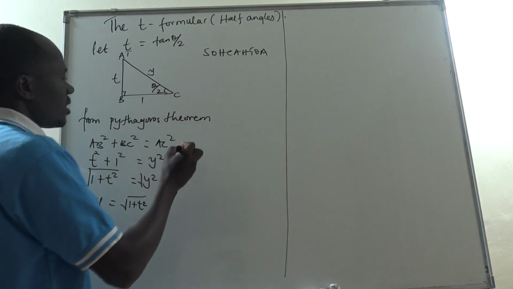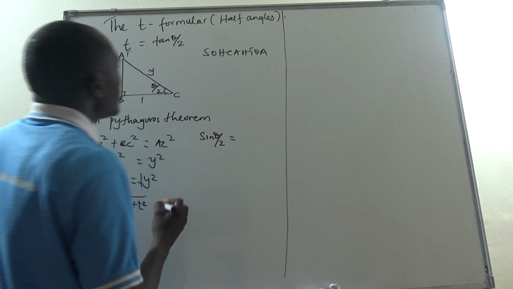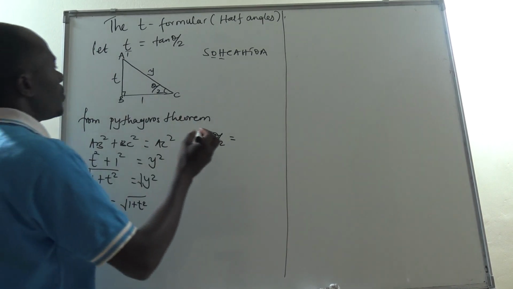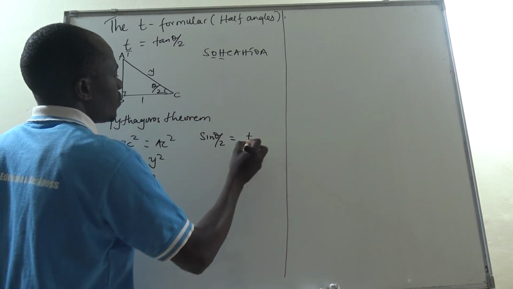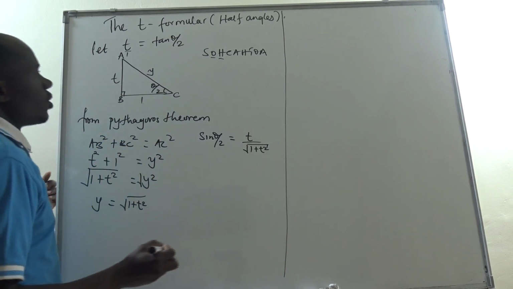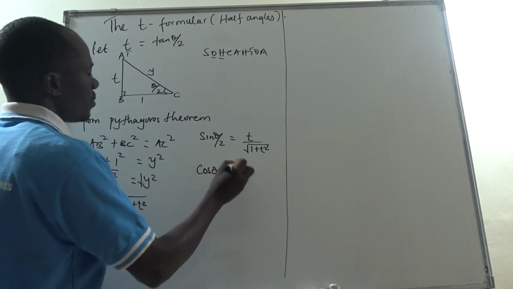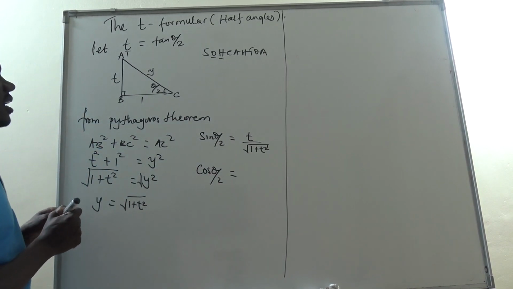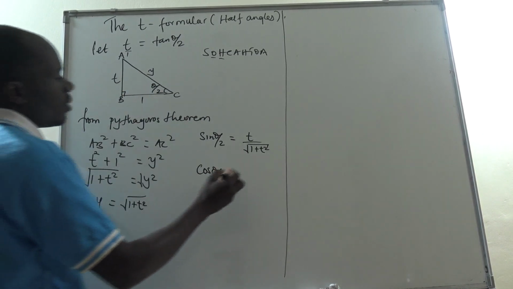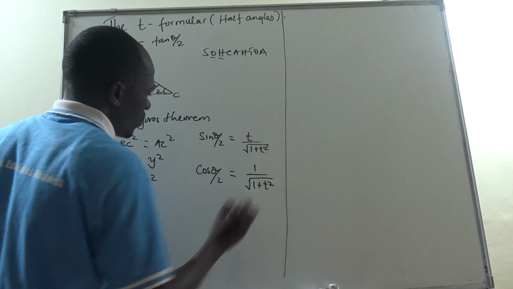So can we get the value of our sin theta by 2? What is sin theta by 2? Sin is given as opposite over hypotenuse, where our opposite is t out of the hypotenuse, which is root of 1 plus t squared. We also look at cos theta by 2. What is cos theta by 2? Cos theta by 2 is given as adjacent over hypotenuse, which is 1 out of the root of 1 plus t squared.